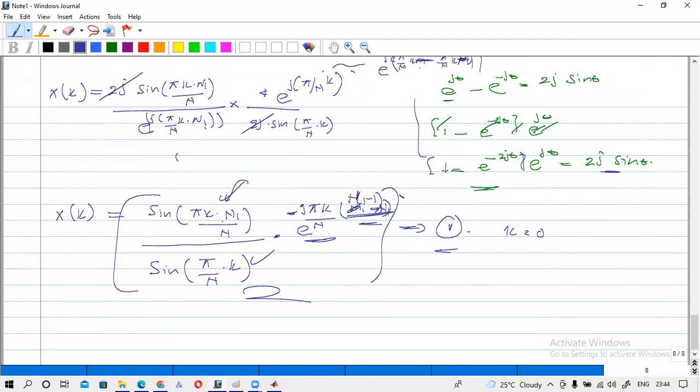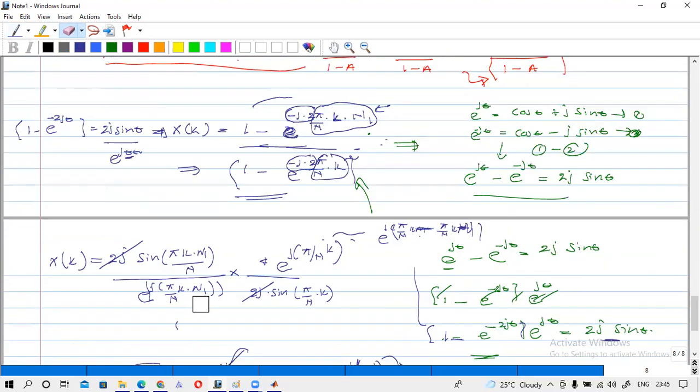So if I directly substitute k here, x0, it will be 0 divided by 0, so this is not defined. We can't apply the k is equal to 0 value here, because we get 0 divided by 0, which is undefined in maths. So we have to use another method to find the zeroth component, the zeroth value.